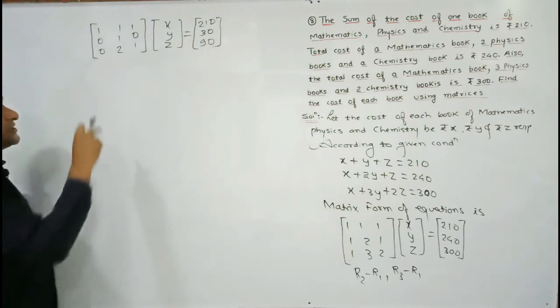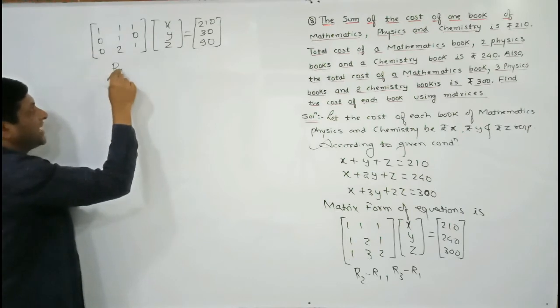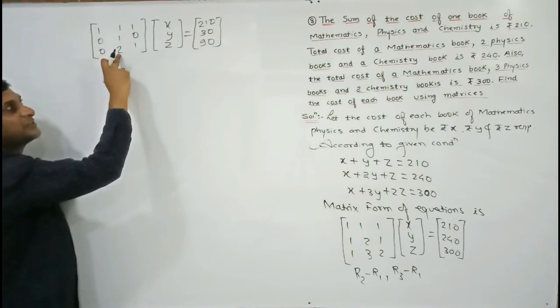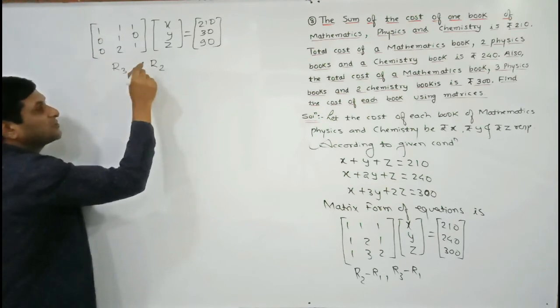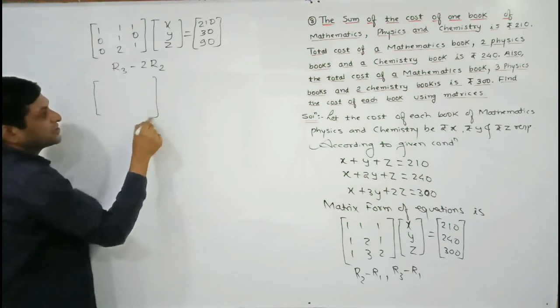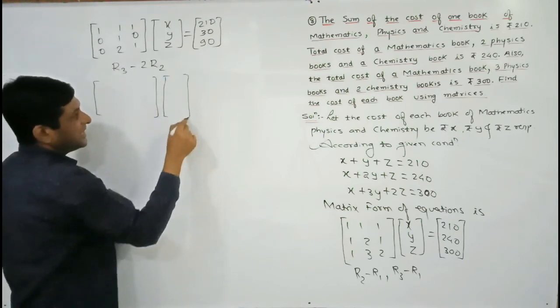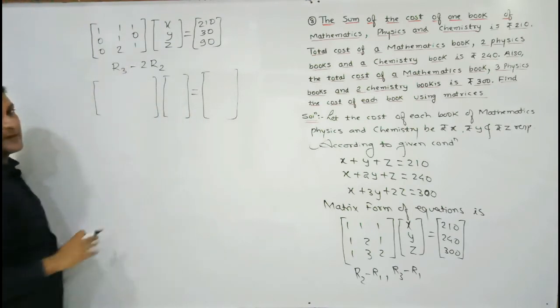Lastly, our operation is to convert this element into 0, means the operation is on R3. So what is the element of R3? 2. To get 2 minus 2, I am multiplying R2 by 2 and we are taking subtraction. So let us perform this operation on the elements of R3. After this operation, definitely this matrix will become upper triangular.